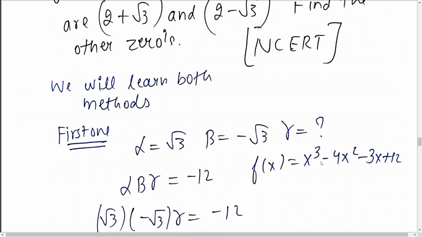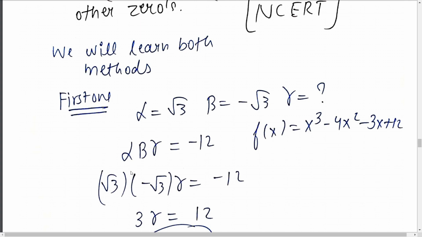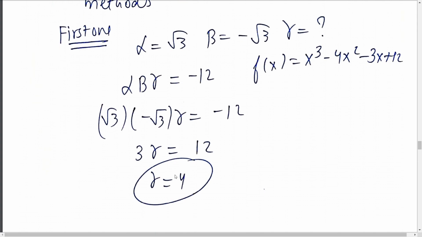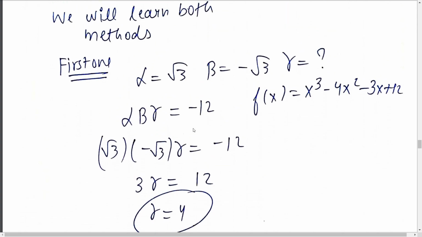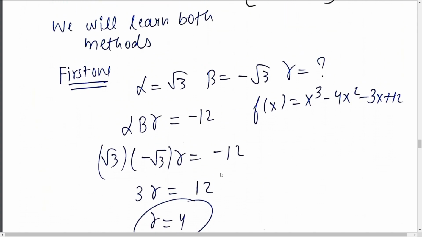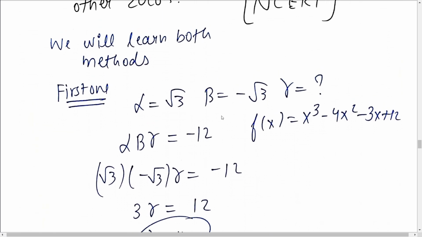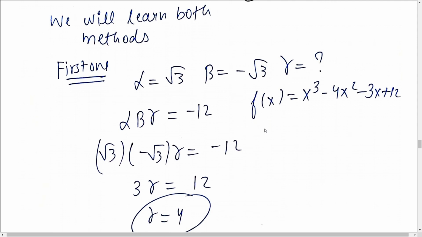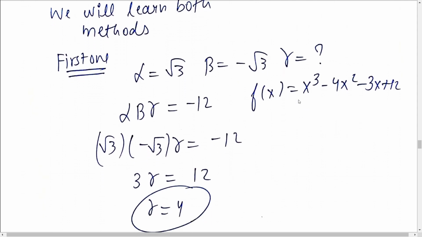So you know the product of roots for this polynomial is minus d upon a. So the product of roots is minus 12, and two roots are given. Root 3 into minus root 3 into gamma will be minus 12. So this becomes minus 3 gamma equals minus 12. I've cancelled minus from both sides. Gamma becomes 4. So the third root is 4. See, simple, right? It's very simple. If you find the video very fast, you can just go through it again. You'll get it.